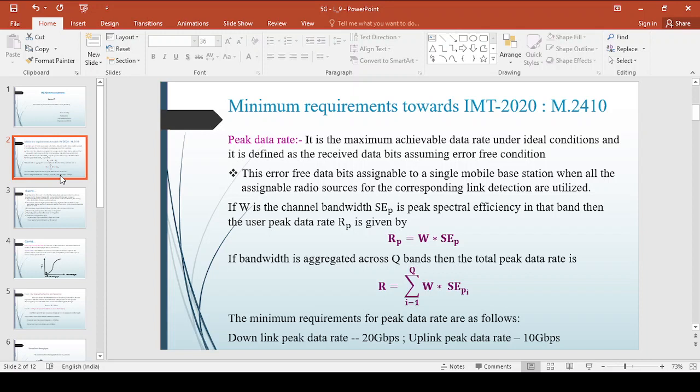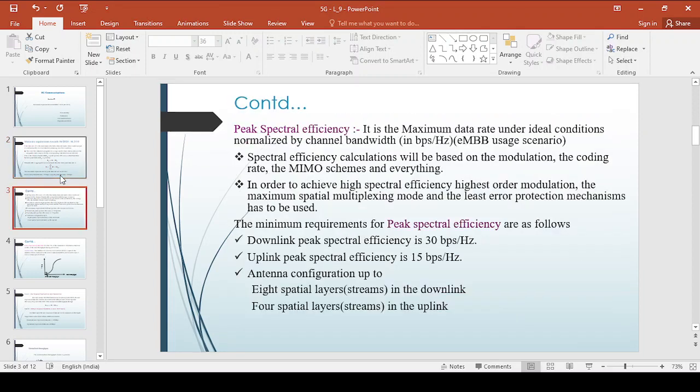Now coming to the next requirement, we have peak spectral efficiency. The next requirement we have is peak spectral efficiency. Now what is peak spectral efficiency? It is the maximum data rate under ideal condition normalized by the channel bandwidth, right?